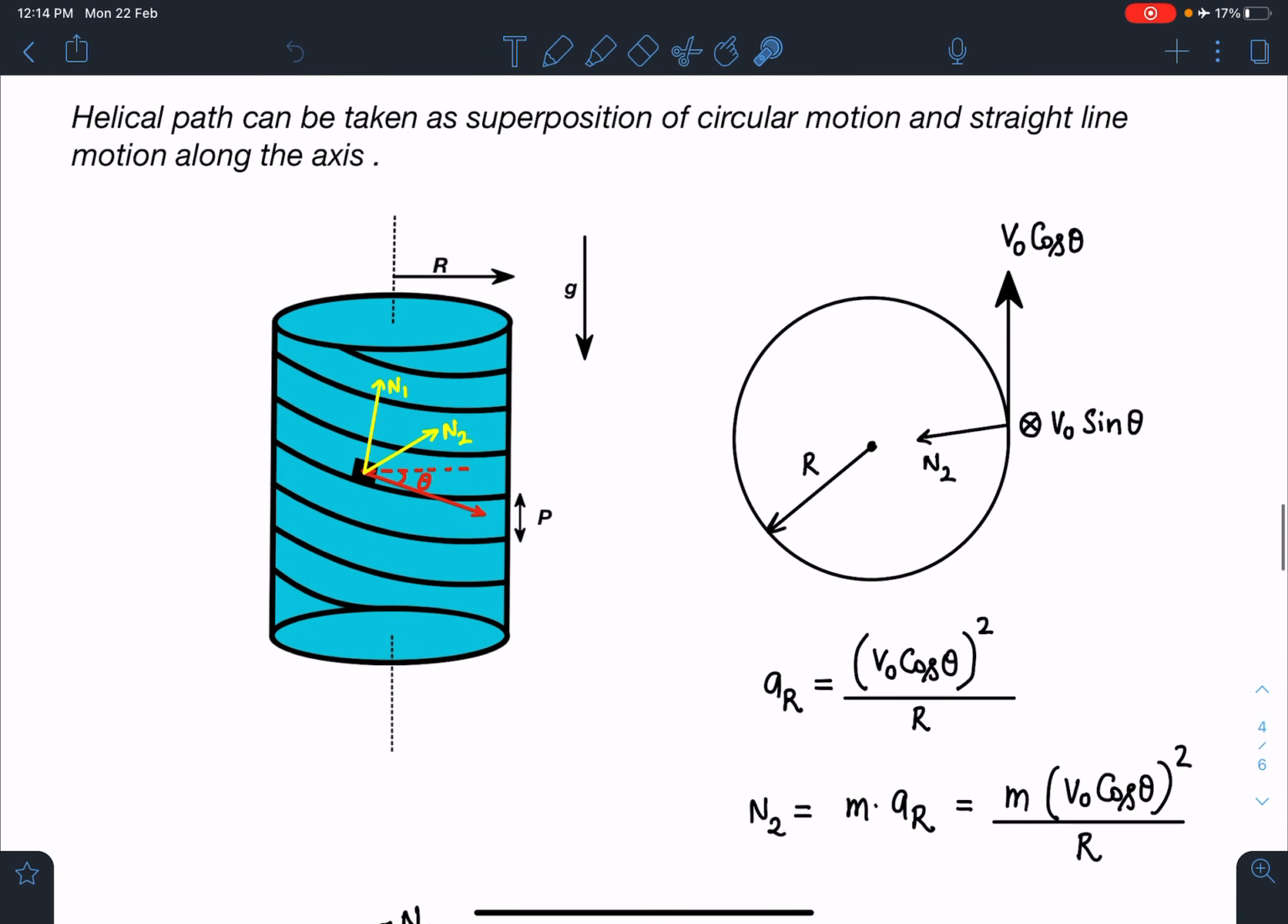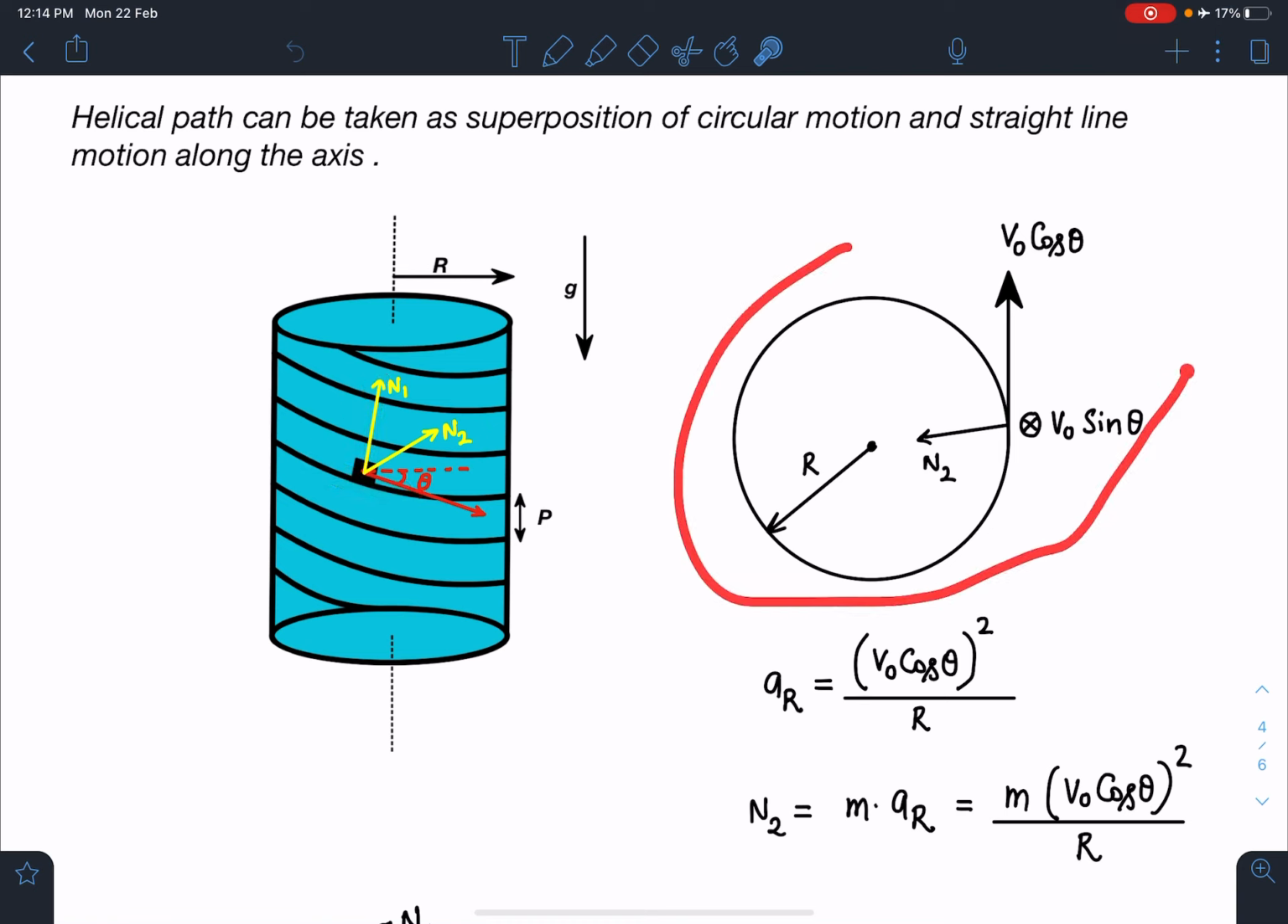All right. Now this n2 will be acting towards the center of it. Towards the center means the axis of the helix, and this n1 will be perpendicular to this inclined surface, which is the groove of the helix. So very easily we can see, if we see the top view, this is the top view.